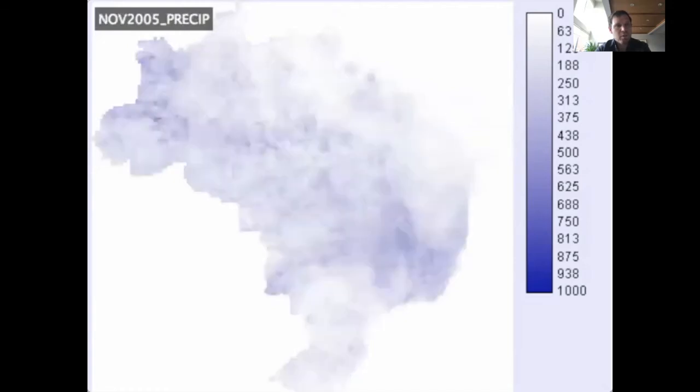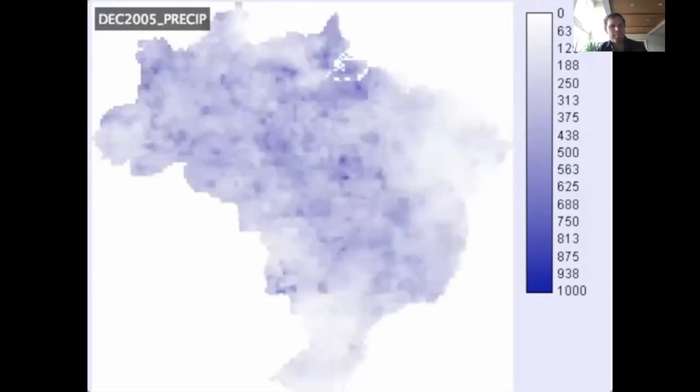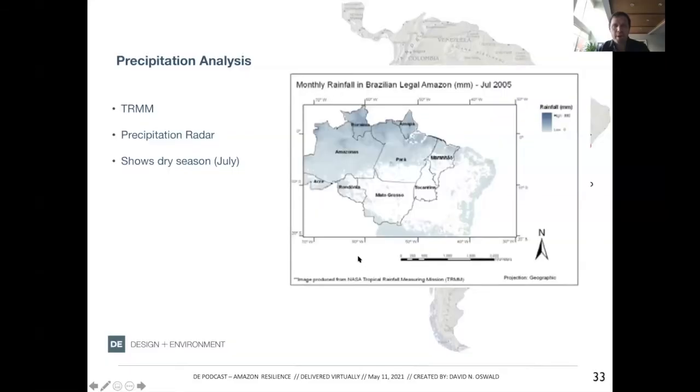September, getting a little bluer again. October, bluer. November, bluer. And December, blue again, right? So what we can see there is a pattern, right? So what do we see with that pattern? We see there's some pretty distinct seasonal trends, right?